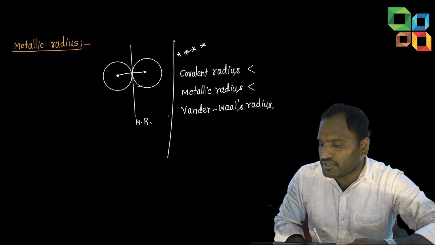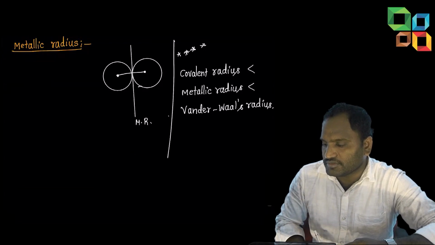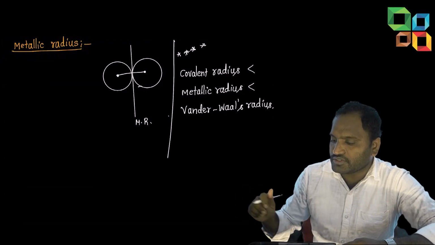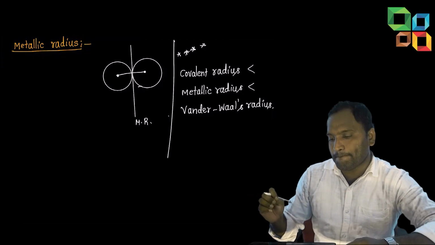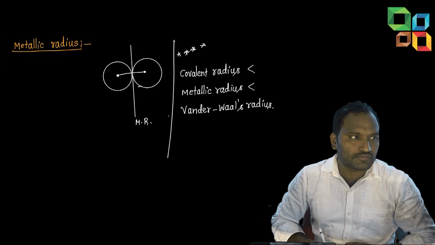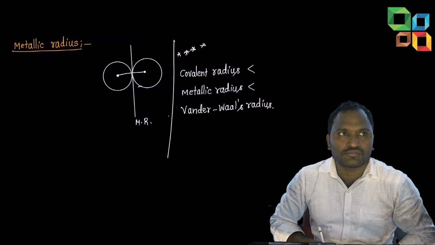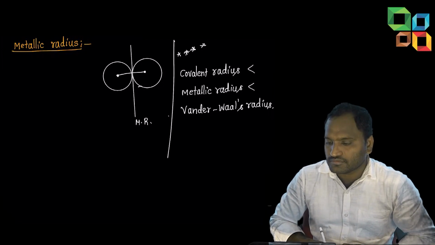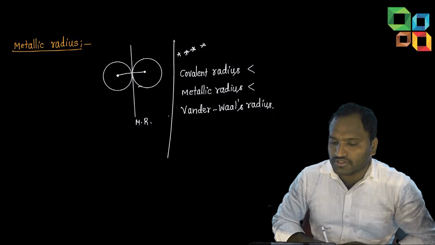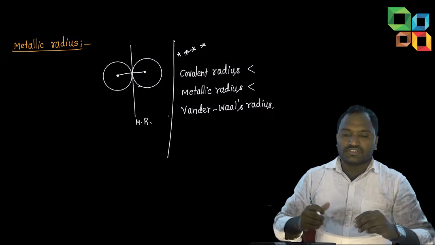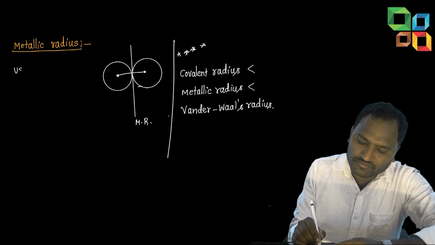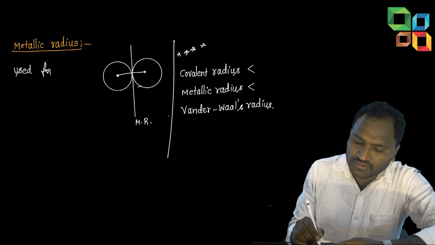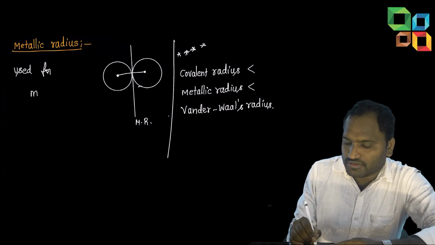Covalent radius, metallic radius, van der Waals radius. So from covalent to van der Waals radius, the size increases. This order is important, students. Here, metallic radius is used for metals, when measuring the atomic radius of metals.